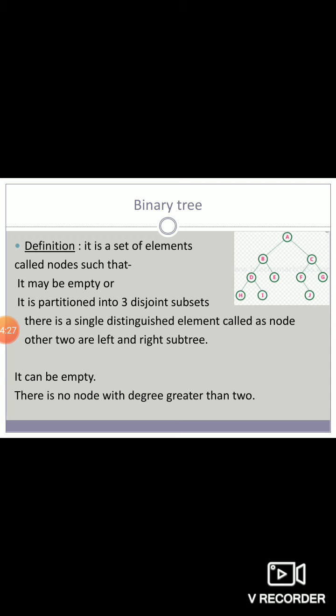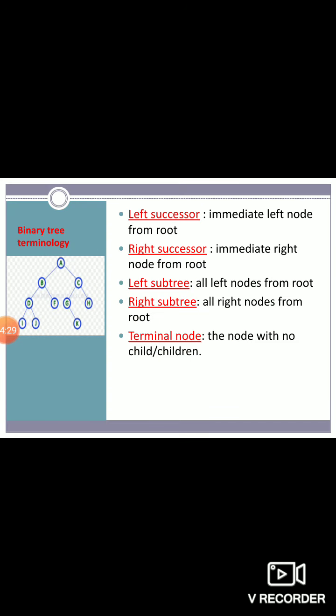Okay. Now there is certain terminology related to the binary tree also. The first one is the left successor. The immediate left node from the root is called the left successor. So from the given diagram, B is the left successor. Next one is the right successor. The immediate right node from a root is called the right successor. So here C is the right successor of A.